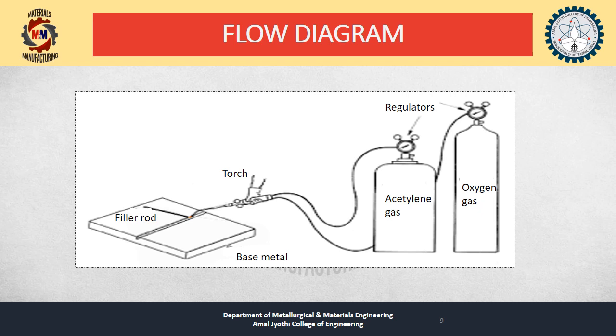So this is the flow diagram of oxyacetylene welding. You can see the acetylene gas cylinder and oxygen gas cylinder here. You can see the pressure regulators here, which control the pressure of both the cylinders. Then we can see the connection between these cylinders and the torch. The torch ignites the flame, and then we can see the base metal and filler rod.